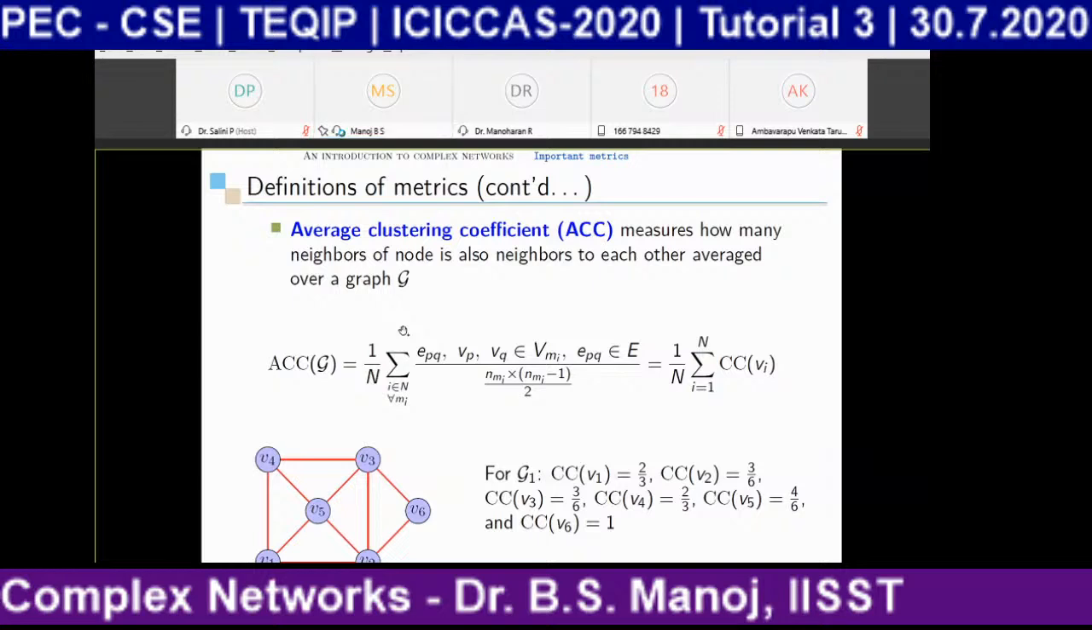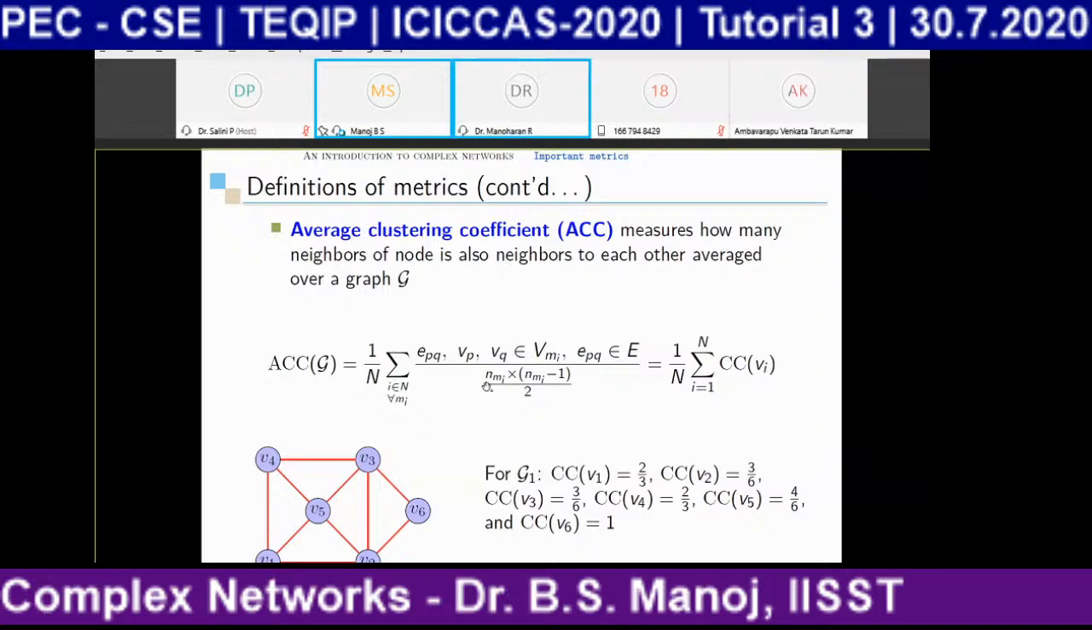So let's just show one simple example to get this idea. So take the node V1 here. V1 has 3 neighbors, and the maximum number of connections among these neighbors can be 3 into 3 minus 1 by 2, that is 3. Okay. Now, however, these neighbors are connected only by 2 edges. So there is one between V5 and V2, and there is another edge between V4 and V5. So you can say 2 edges exist between the neighborhood of V1, but there can be a maximum of 3 edges. So that way, the clustering coefficient of V1 is actually 2 by 3.